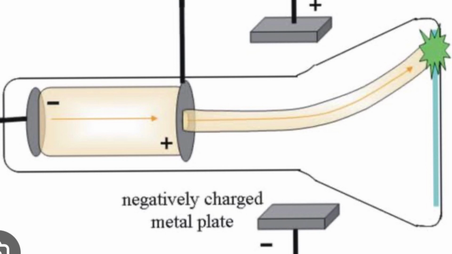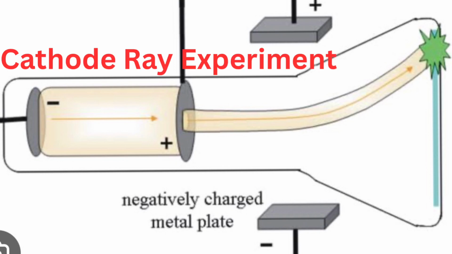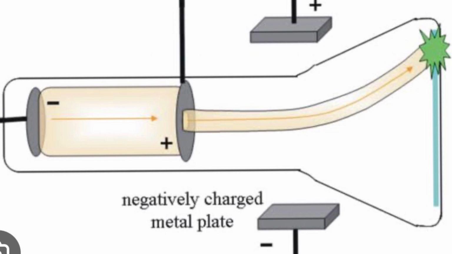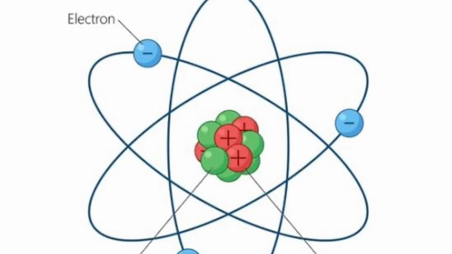He later studied this negative charge and discovered the electron. The electron is a negatively charged particle that is always revolving around the nucleus inside an atom. So the discovery of the electron was done by J.J. Thomson by passing gas through the tube.